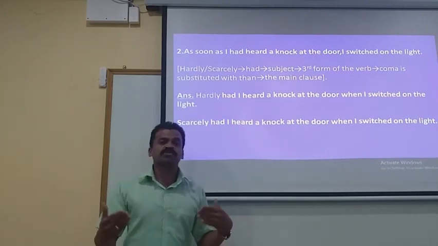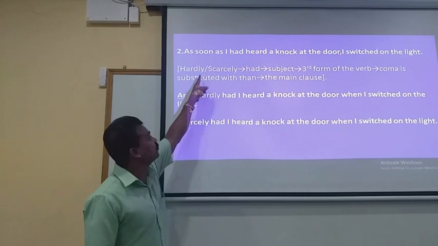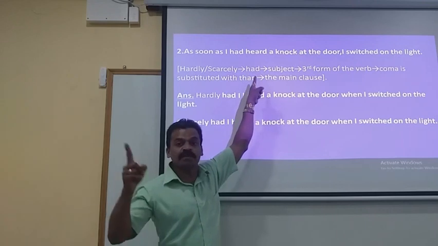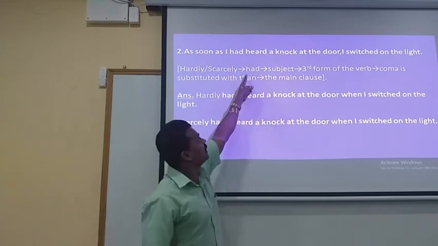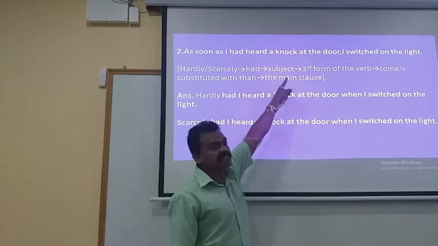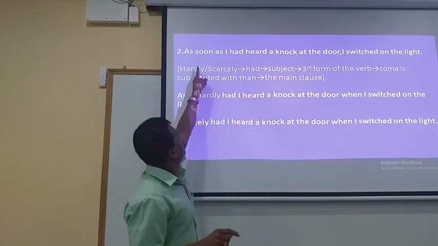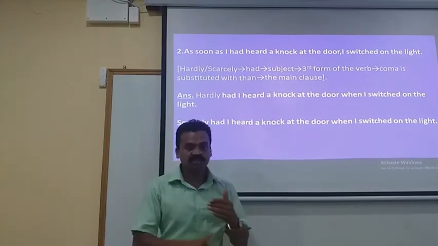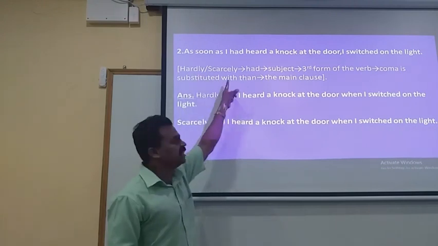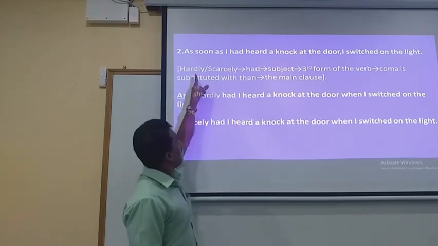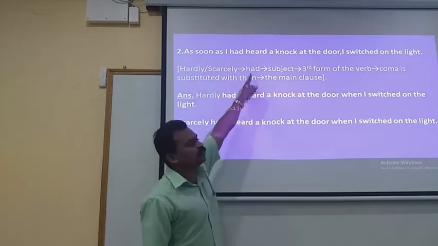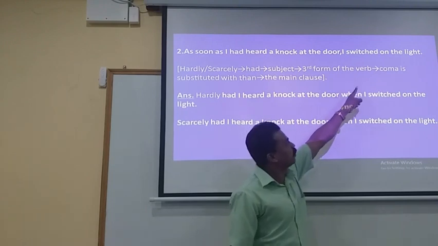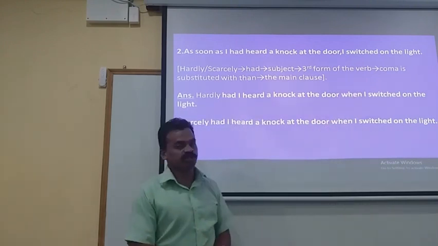The same way, as soon as will be substituted with hardly or scarcely depending on the statement. If it is to start with hardly, let's begin first with hardly. So as soon as is substituted with hardly, and immediately after that, the same process we did with no sooner: place had, and after had, the subject. Please remember, with as soon as it is the subject, then the past participle form of the verb. That is not the case when the statement begins with hardly, scarcely or no sooner. So immediately after hardly we make use of had, then the subject, then the third form of the verb, and the comma certainly will be substituted with than.